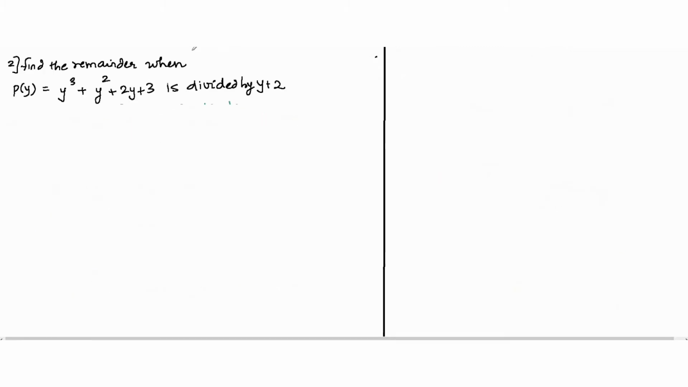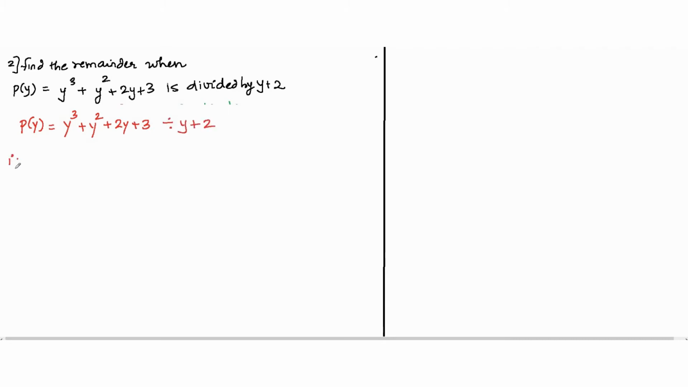Okay, let's take up the second question now. Find the remainder when P of y equals y cube plus y square plus 2y plus 3 is divided by y plus 2. So I have P of y equals y cube plus y square plus 2y plus 3, and this is being divided by y plus 2.